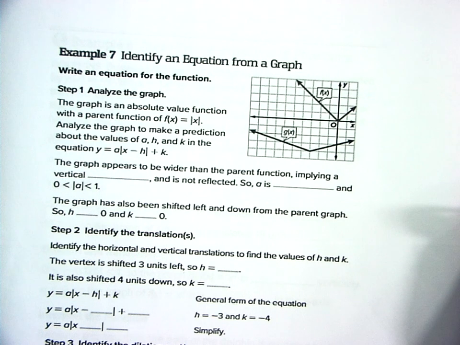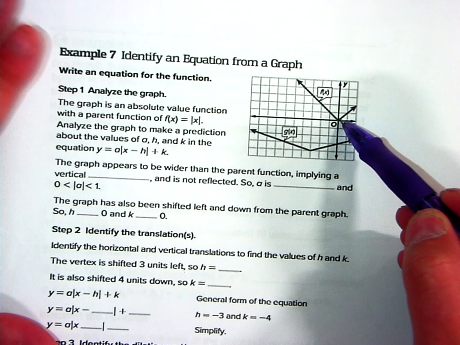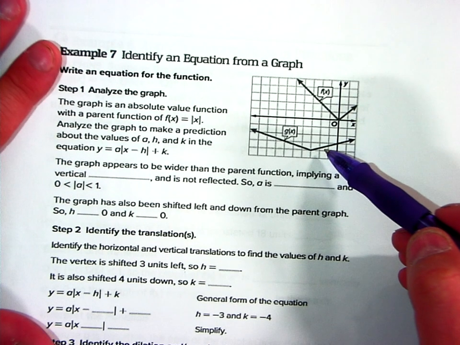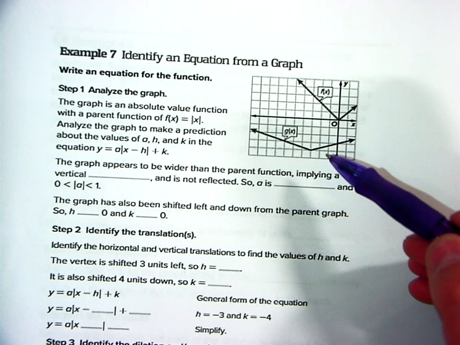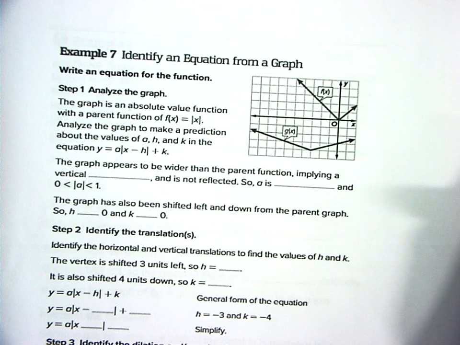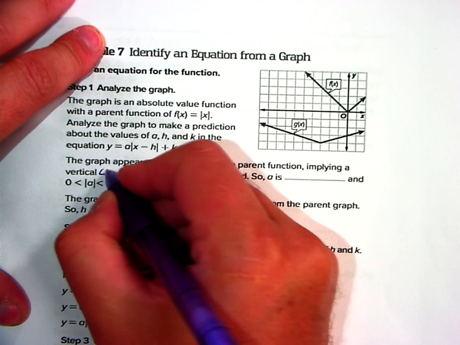The graph appears to be wider than the parent function. Is that true? Is this wider than this? Yes. Shelly's nodding her head up and down, so we're going to go with that means yes. Are we okay back there? All right. The graph appears to be wider than the parent function, implying a vertical... What happened to this? It was pushed down, it became fatter. So is that a stretch or a compress? Did it get pulled up or did it get pushed down? It got pushed down to make it wider, so it's a compress, a vertical compression.